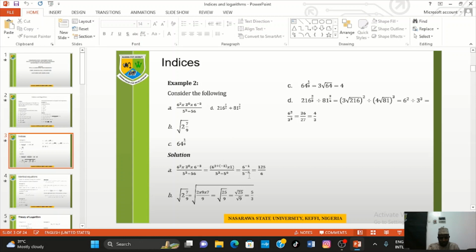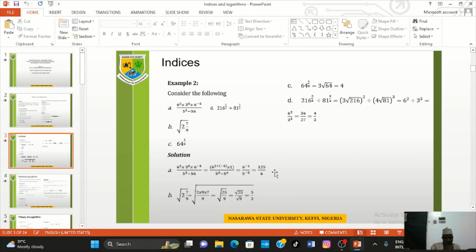So in this case, when we further simplify, we can transform 6 raised to the power of minus 1 to 1 all over 6 raised to the power of 1, divided by 5 raised to the power of minus 3, which is 1 all over 5 raised to the power of 3. So when you divide these numbers, at the end we have this result: 125 all over 6.